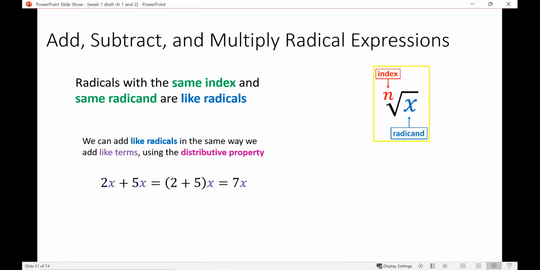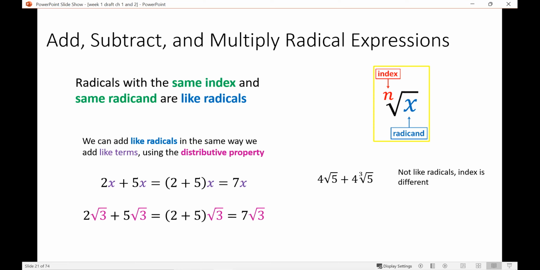in reverse. So just like 2x and 5x are like terms because the x's are identical, and we have 2 of them and we have 5 of them, we just add them together, we've got 7 of these things. Radicals are the same. If we have 2 root 3 plus 5 root 3, then we've got in total 7 of these root 3s.